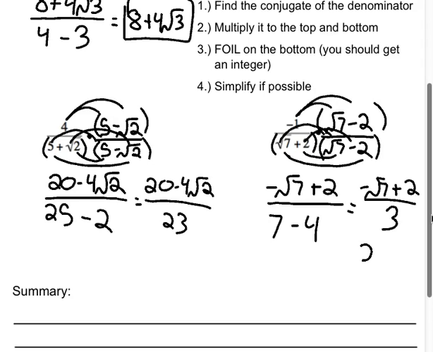Or if you wanted to clean that up a little bit, if you wanted to write it like this, that is another perfectly acceptable answer. So again, I don't think this is particularly difficult because this is exactly what you saw back in chapter 4. You've done this skill before. Now you're just having to apply it to radicals instead of complex numbers.